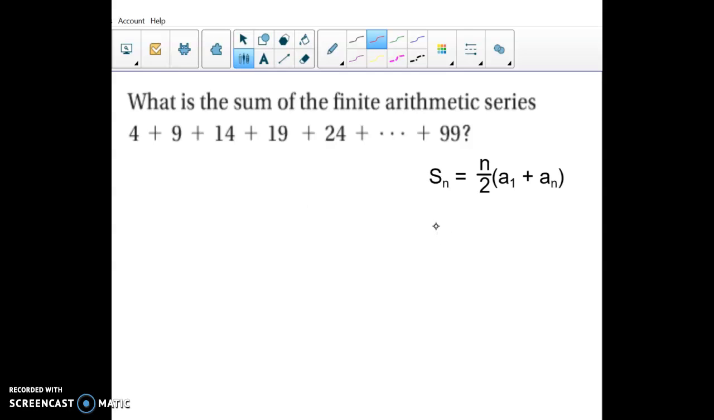Okay, so the tricky part on this is what is n? How many terms are there in the sum? We know this is the first term, this is the second, this is the third. But because of the dot, dot, dot, we don't know what n is out here, so I'm going to leave that blank for now. We don't know what n is, but we do know a1 and an. a1 is just 4, and an is the last term, 99. So essentially we just have to figure out what n is.